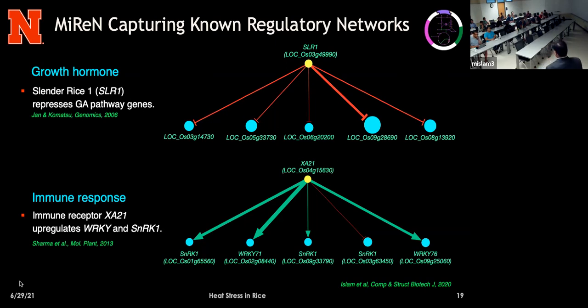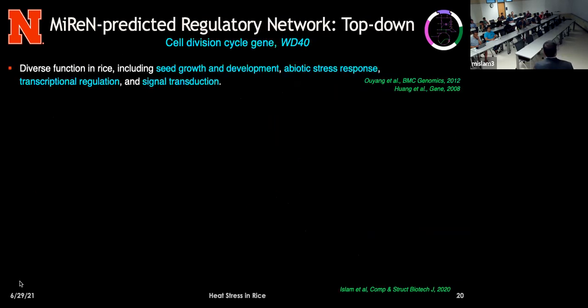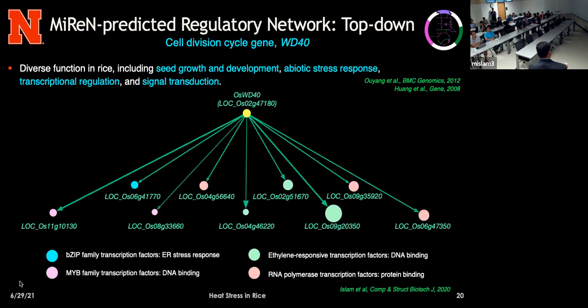Now, these were already known regulatory networks, but we use MiReN to also make new predictions. For example, we picked the cell division cycle gene WD40, and it has a lot of different important roles in rice, especially in seed development and also in stress response. What MiReN predicted is that WD40 upregulates a lot of different genes, and many of them are important transcription factors in rice, which play very important roles in gene expression depending on different abiotic stresses as well as growth and development of the seed. So these results are very important because they give us an idea of, if a global regulator like WD40 is upregulated or downregulated, what happens downstream?